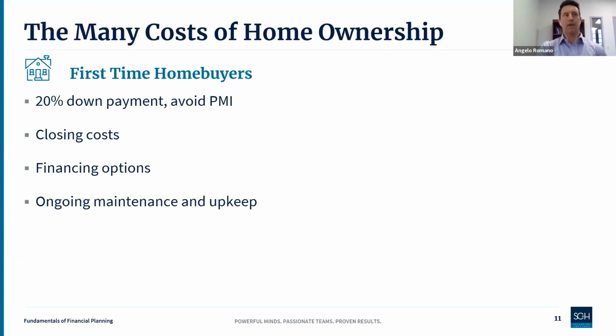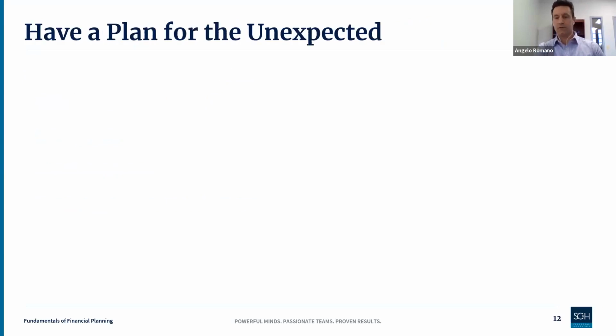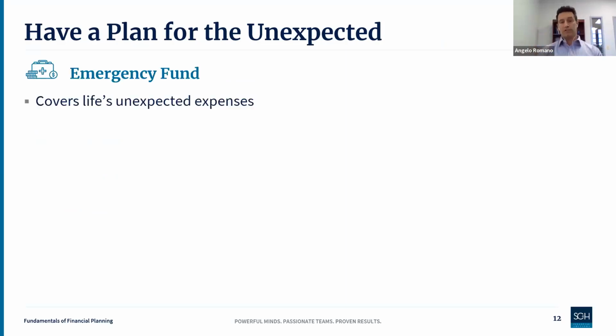So along with annual maintenance, that's an expense that you're kind of planning for, but life throws you a curveball every once in a while too. And there's going to be some expenses that are certainly unexpected, and that's where your emergency fund comes in. So the emergency fund is a pile of cash that you have set aside, and that covers life's unexpected expenses.